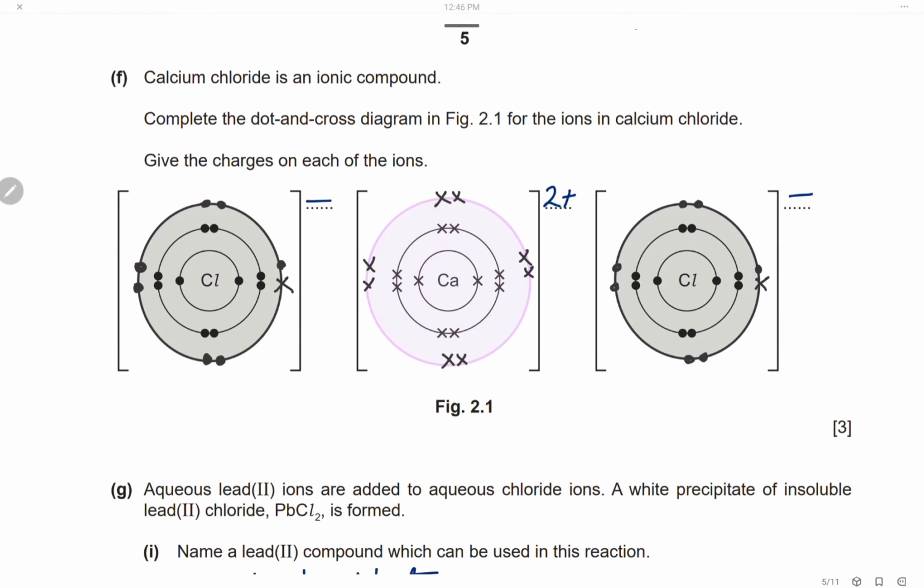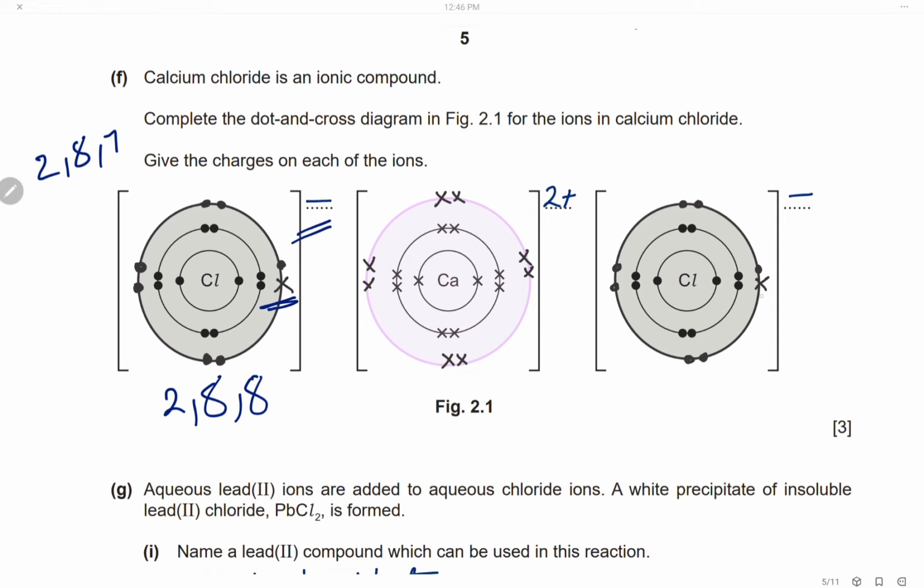Calcium chloride is an ionic compound. Complete the dot and cross diagram for the ions in calcium chloride. The electronic configuration for the chloride ion is 2, 8, 8. First, the chlorine atom has electronic configuration 2, 8, 7 and it gained 1 electron from calcium. Now it has 2, 8, 8: 7 dots and 1 cross, because this electron comes from calcium, and now we have 1 negative charge. This will be the same for the other chloride ion.